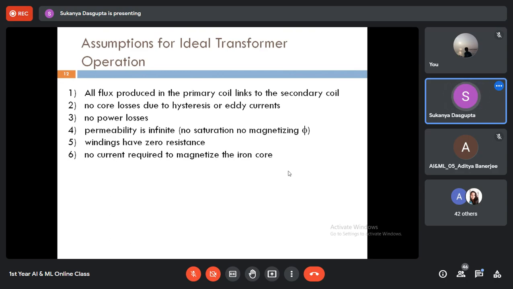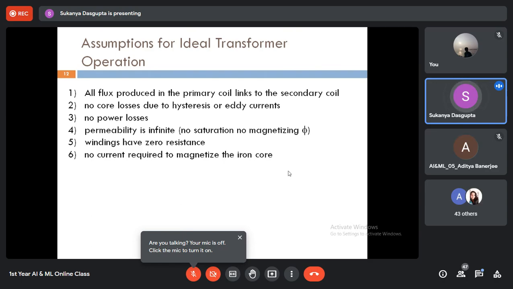And windings have zero resistance, that we need to assume. That means definitely an ideal transformer means windings must be lossless. There should not be any internal resistance in the windings. And the last point is no current required to magnetize the iron core.